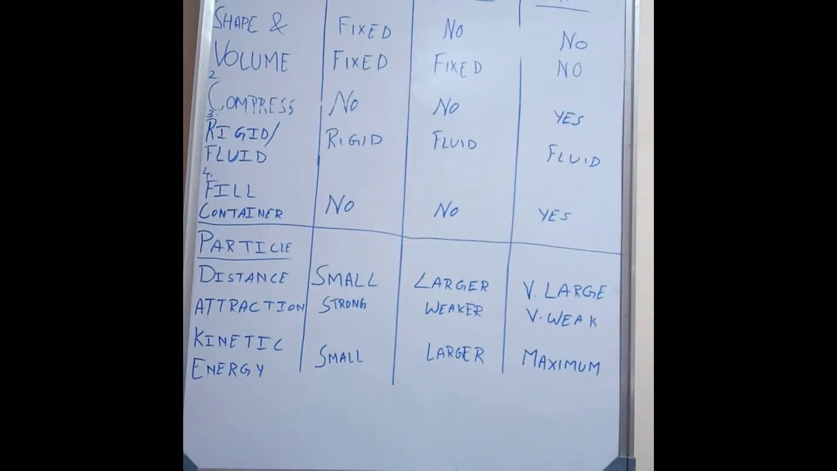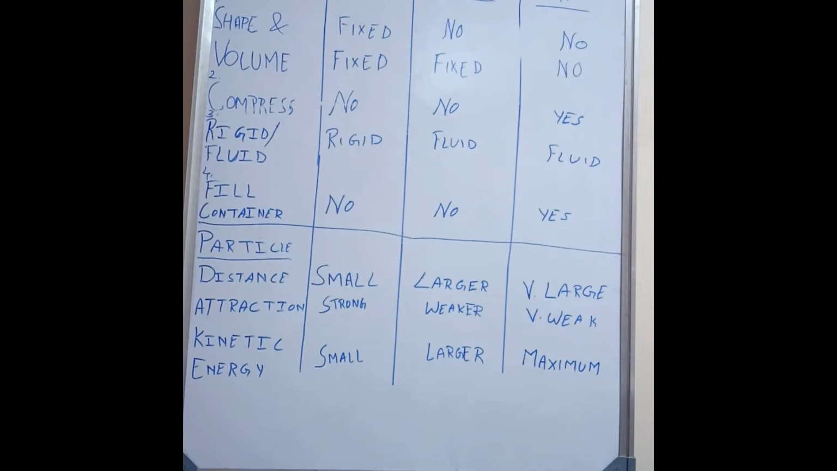Now let's talk about the third type of matter, that's gas. Gas doesn't have a fixed shape nor fixed volume. 2. Gas are compressible. 3. Gas are also fluid. 4. Gas fills its container completely.